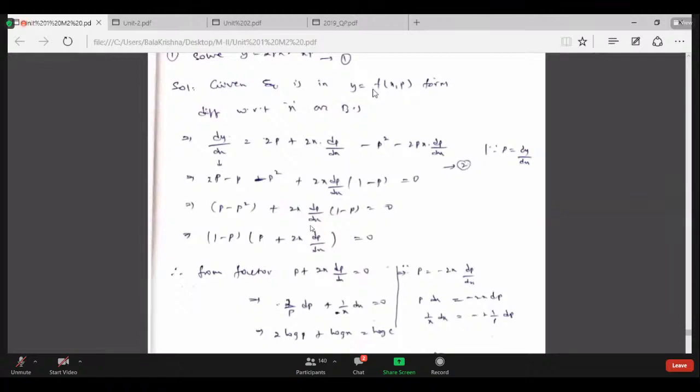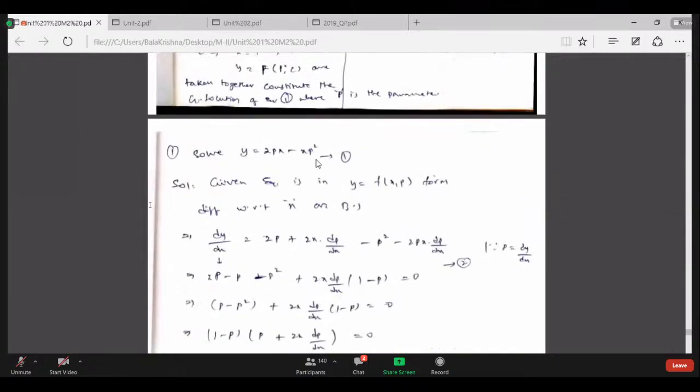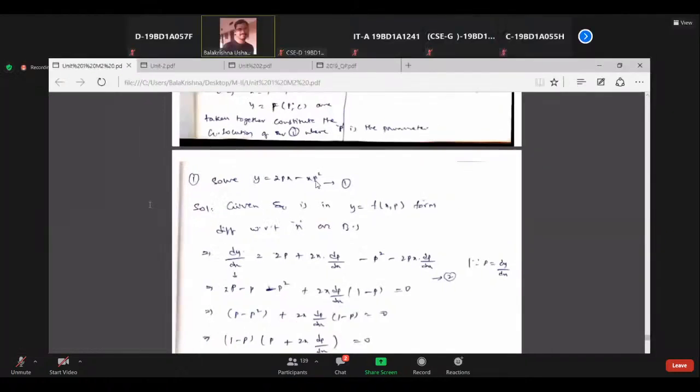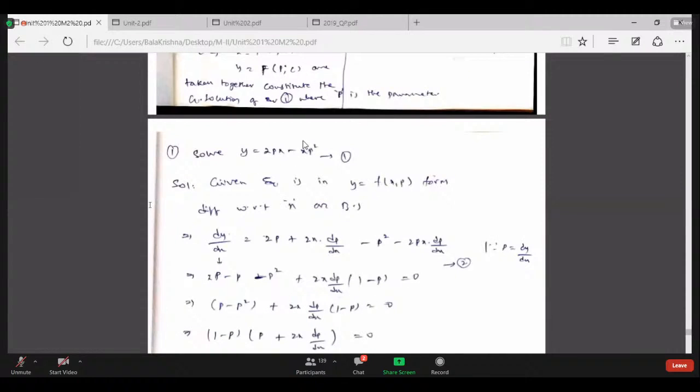So for this problem, the roots can also be found directly. Suppose you write this as xp square minus 2px minus y equal to 0. So it is in the form of a quadratic equation, as I was telling you. So you can also try in that way.